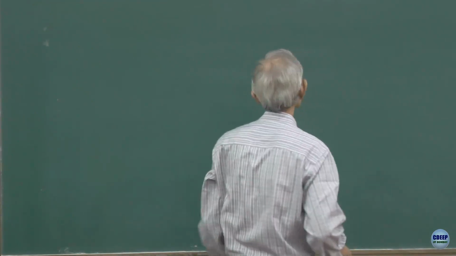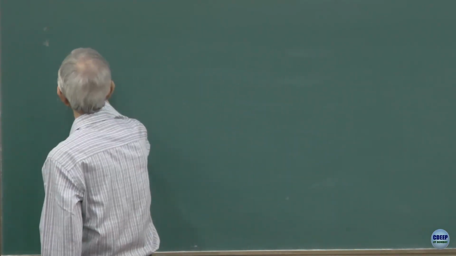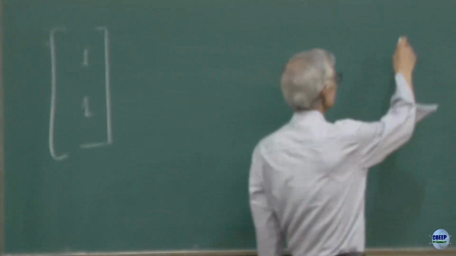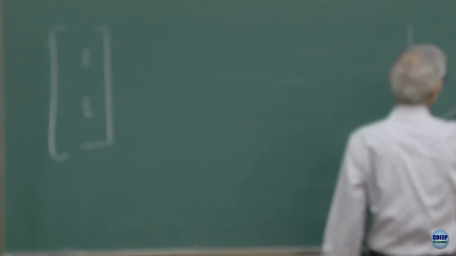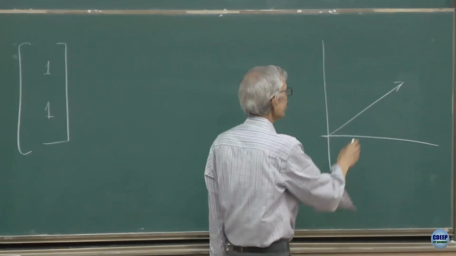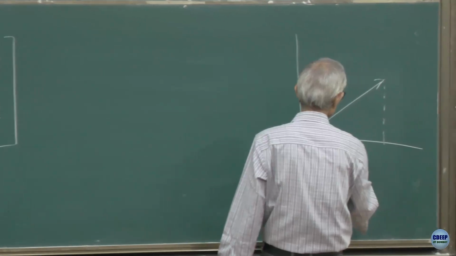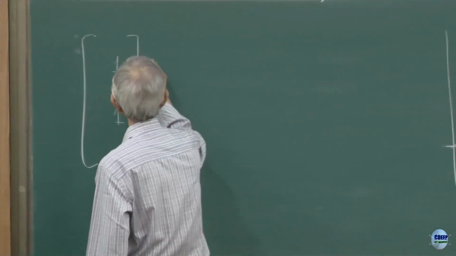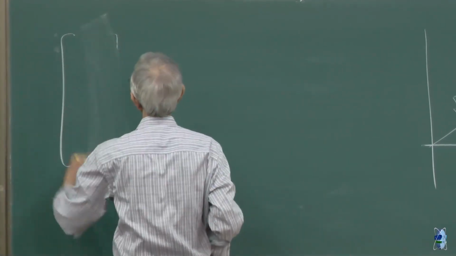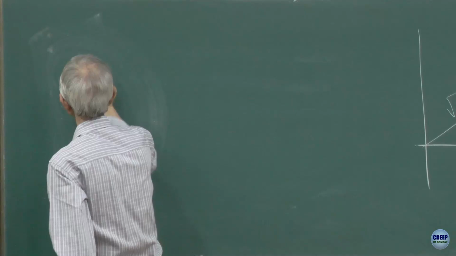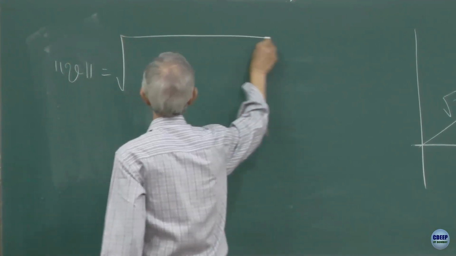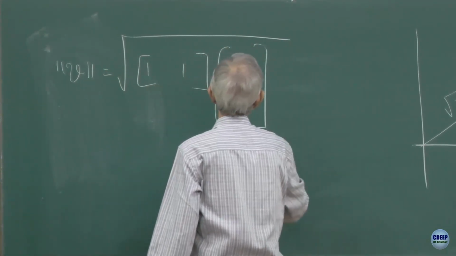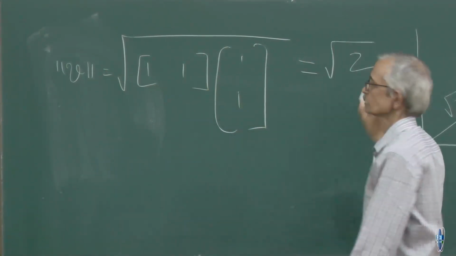So let us just take a simple vector 1 1. This is a vector, and in my 2D space this is going to look something like that. And the magnitude of this, this is 1i, this is 1j, and this is root 2. And if we look at our definition, we are going to just say that the magnitude is going to be the square root of V transpose V, which is 1 1 times 1 1, which you get as root 2, not an issue.